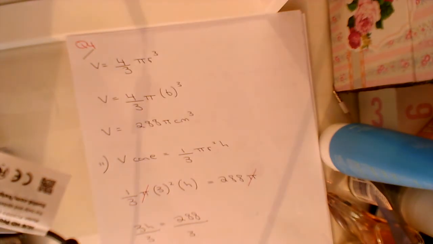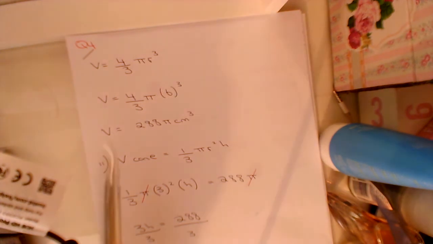Okay, so going through question 4: a solid metal sphere of radius 6 centimeters is melted down and remolded into a solid cone of radius 3 centimeters. So it means that the volume of the sphere is going to be equal to the volume of the cone now. First of all, I'm asked to find the volume of the sphere in terms of pi.